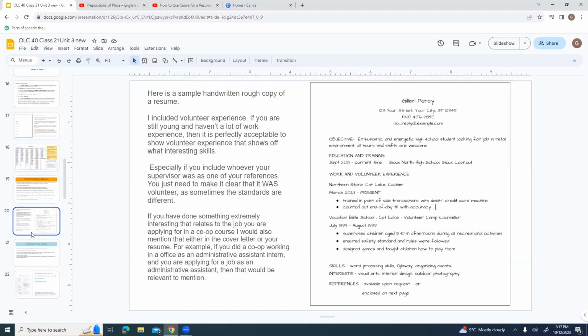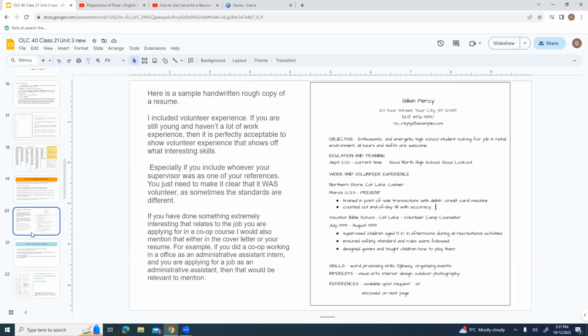Oh, so here is a sample handwritten rough copy. Obviously, this isn't my real handwriting. I'm trying to show you how it should look, okay? I also included volunteer experience. Again, if you are still in high school, this is really important. You're still young, you may not have a lot of work experience. It's perfectly acceptable to show some volunteer experience that shows off interesting skills.